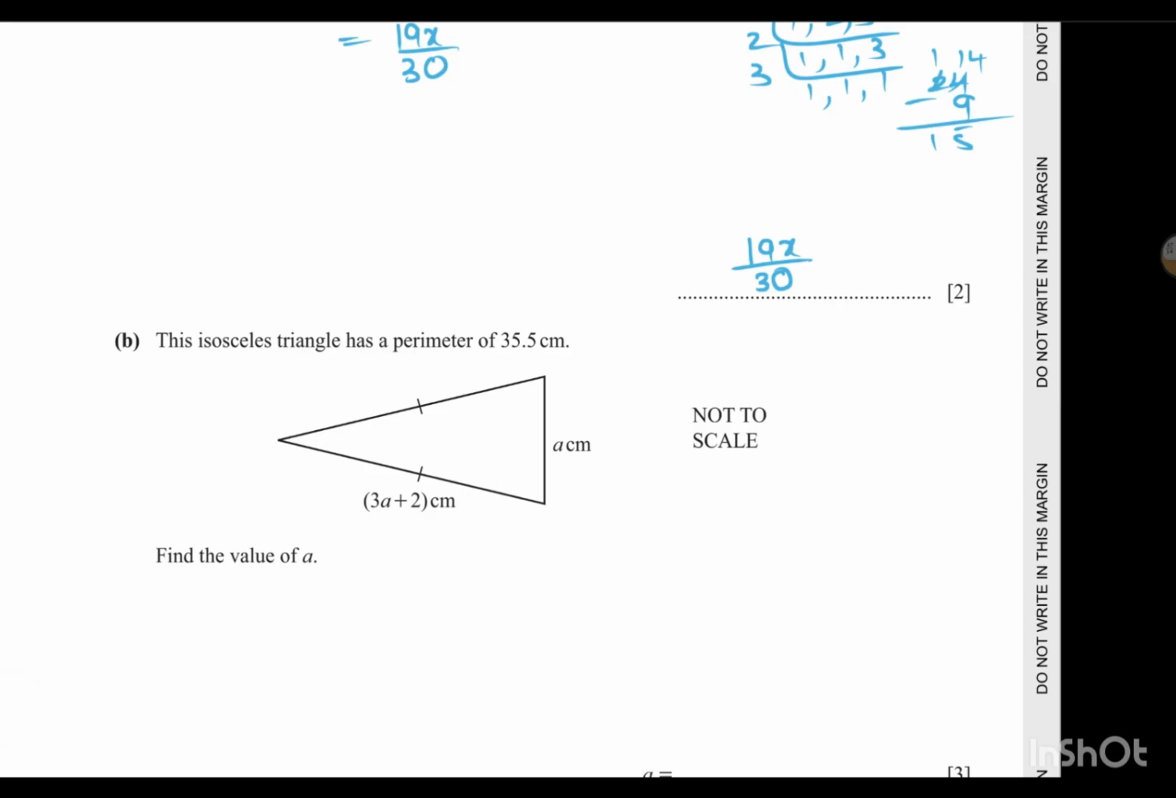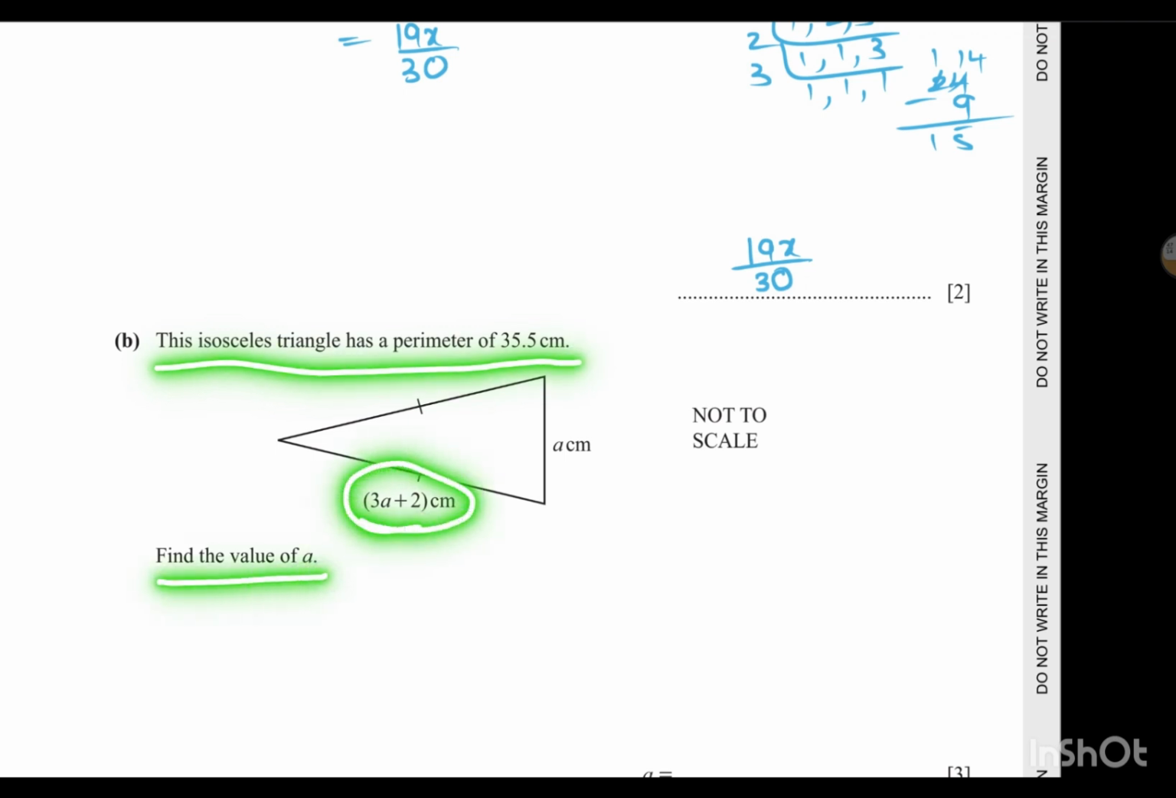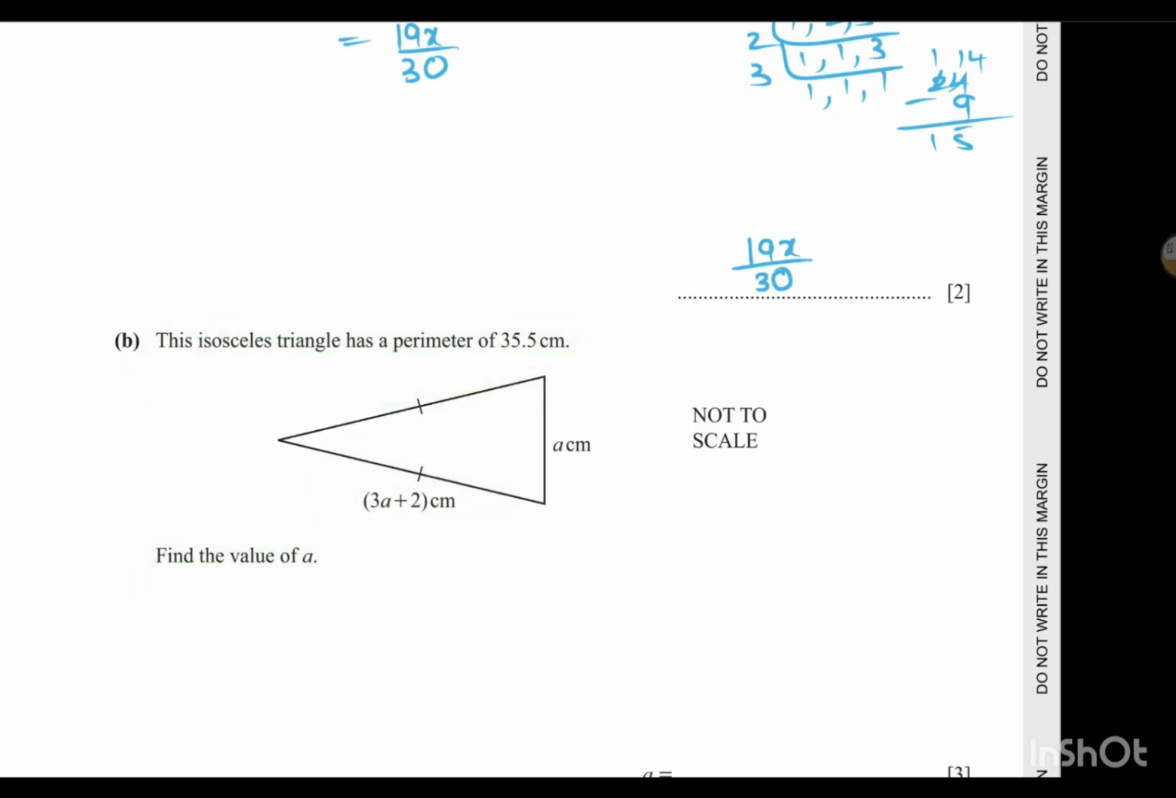Question B. This isosceles triangle has a perimeter of 35.5 centimeters. Find the value of A. So the side is given here. The equal side, that is 3A plus 2. So that means both the sides are 3A plus 2. And this side is A.